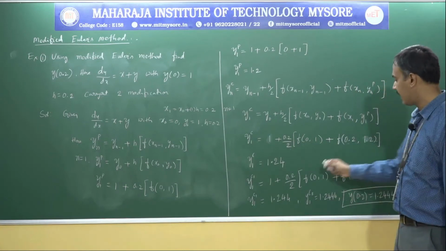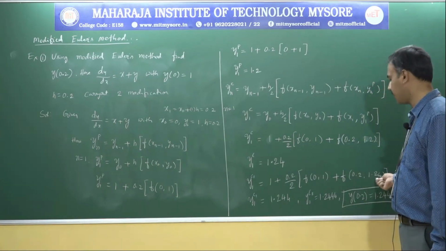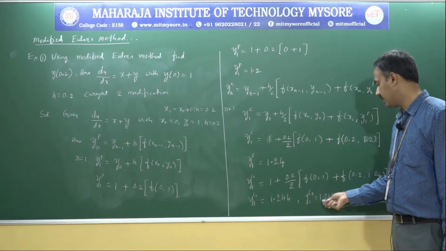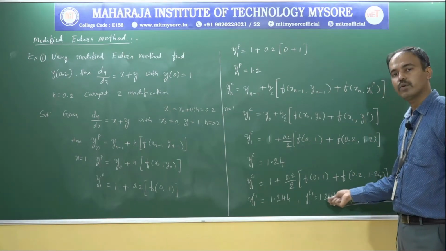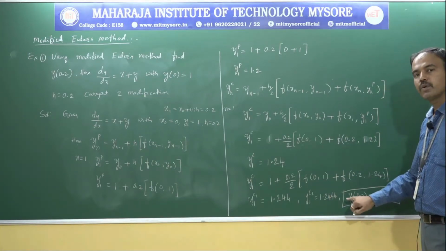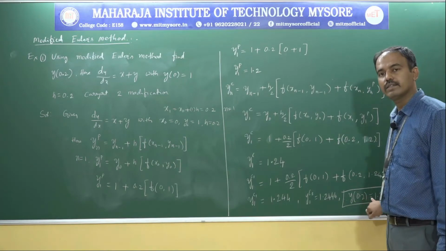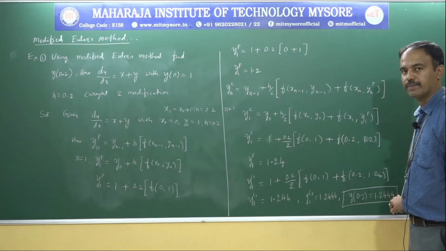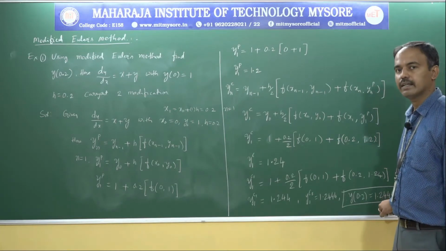Now the next one, similarly, we can repeatedly apply the formula. Now we get y1c2 equal to 1.2444. That's why, finally, we can conclude that y of 0.2 is equal to 1.2444. Next we discuss another, second example.